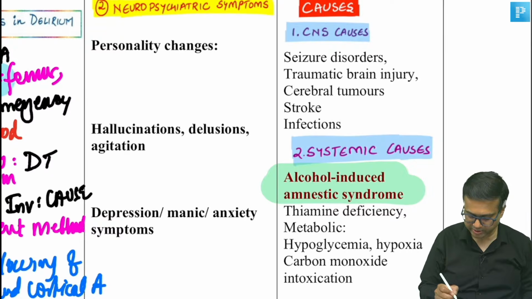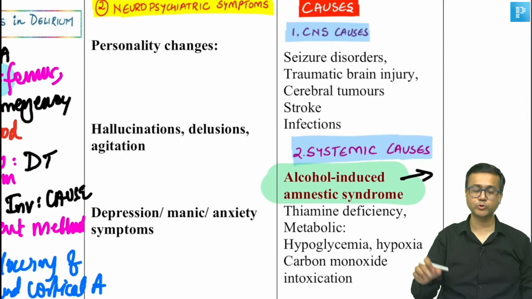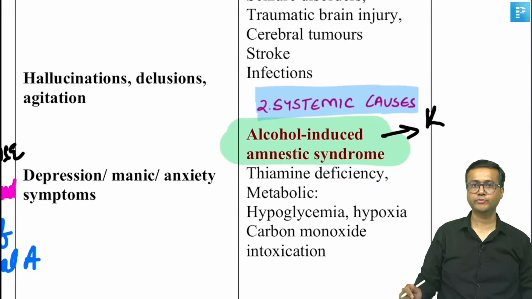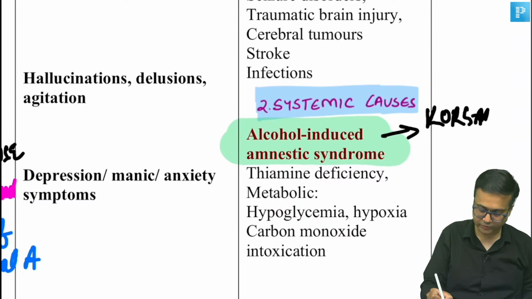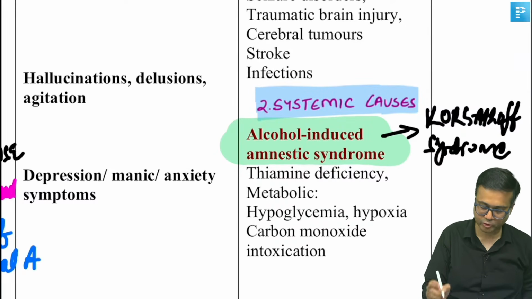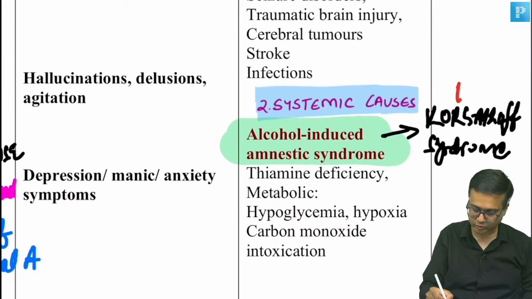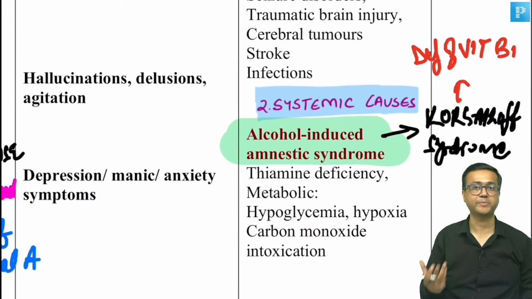Can anybody tell me what this is known as? We'll discuss this again in the alcohol topic. Alcohol-induced amnestic syndrome is known as what? Starts with K. It is Korsakoff syndrome. Please remember Korsakoff syndrome. And the actual culprit is not alcohol. What is the actual cause? Remember, the actual cause of Korsakoff syndrome is deficiency of vitamin B1, that is thiamine, which we'll discuss.